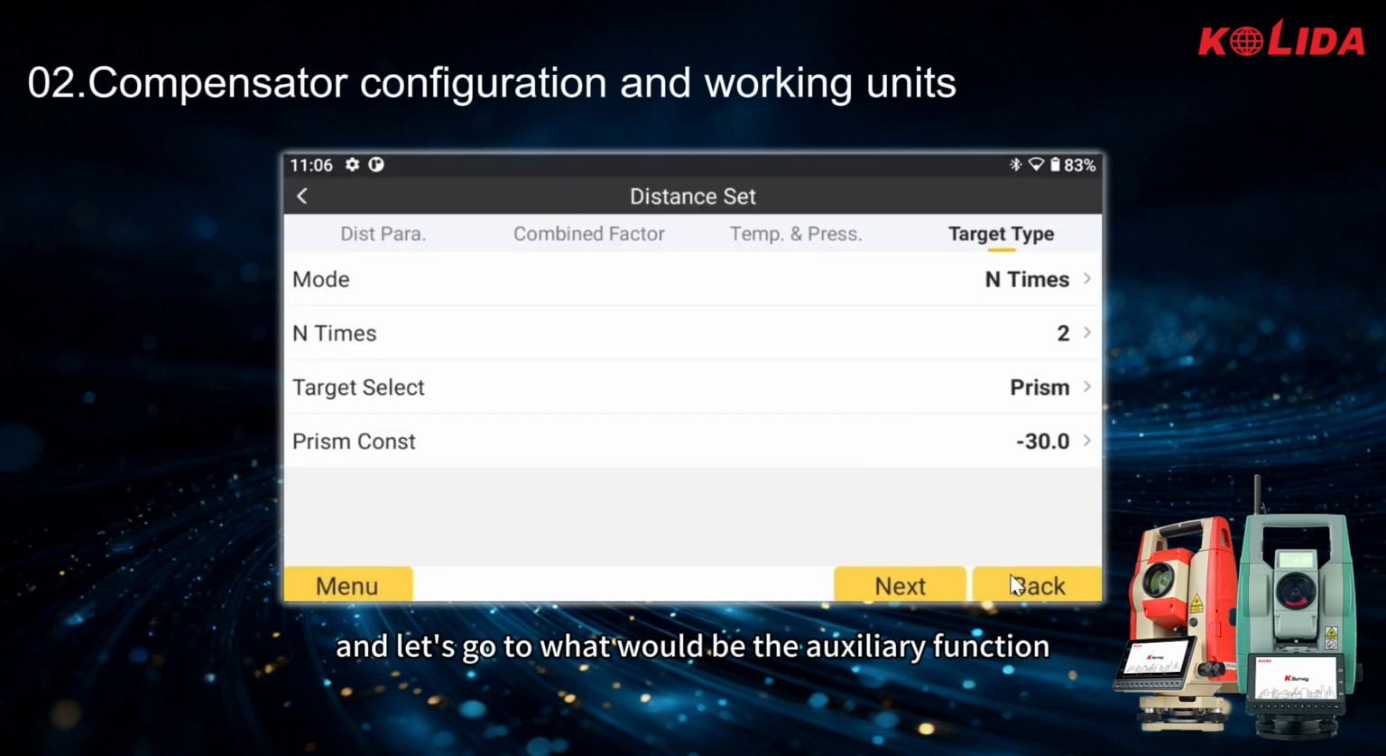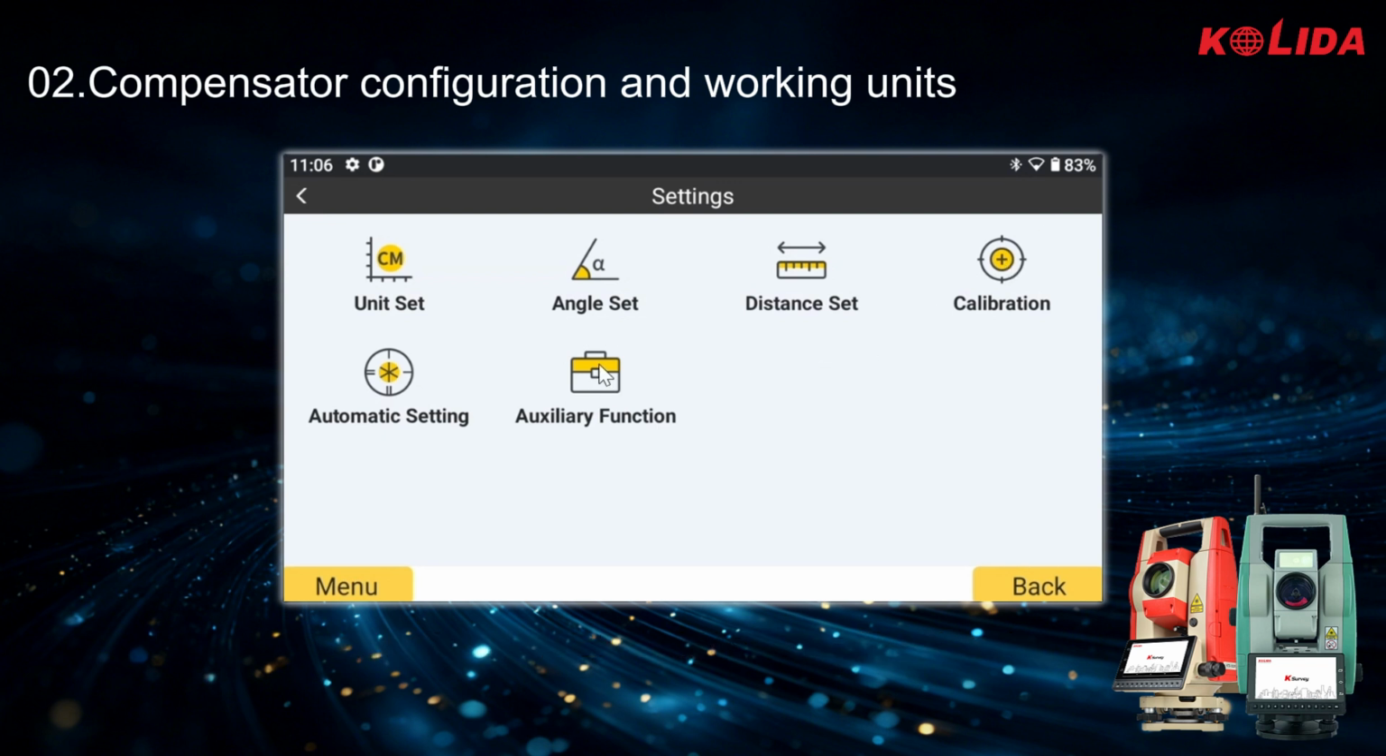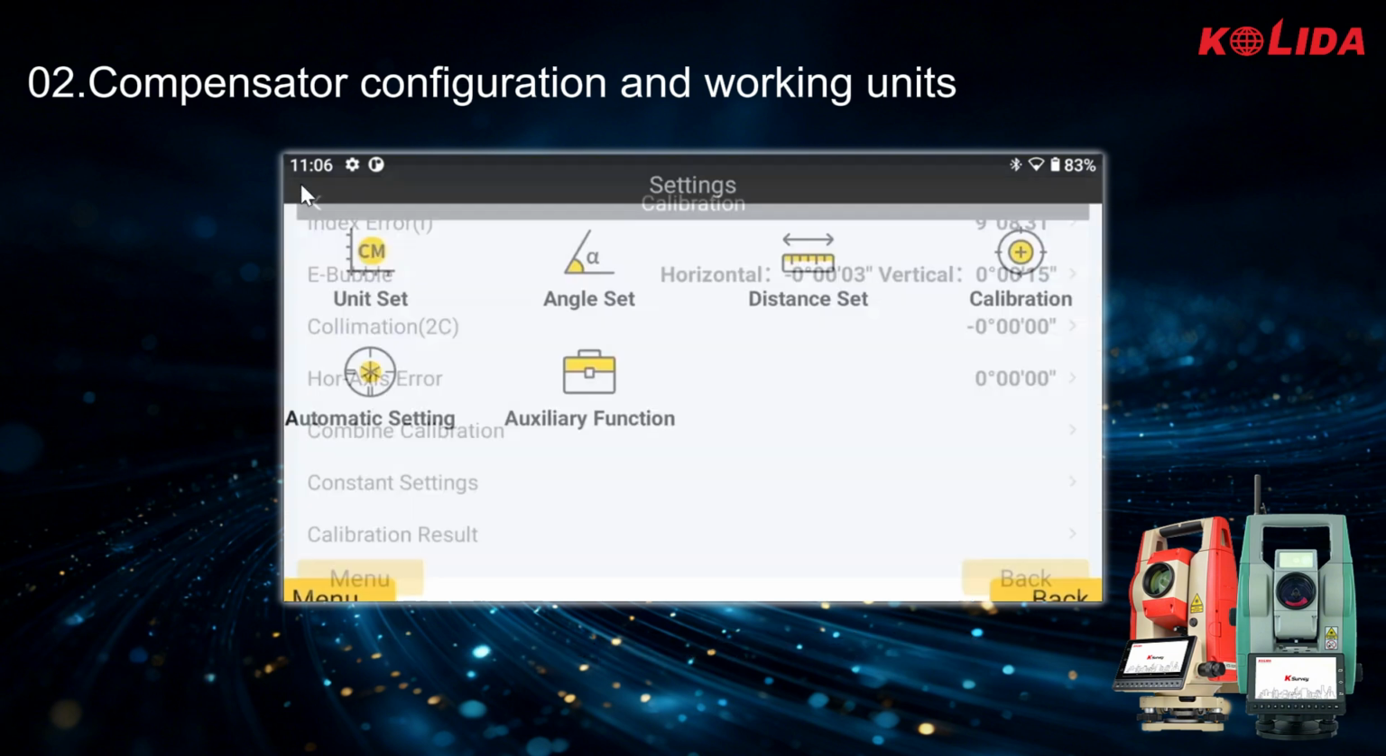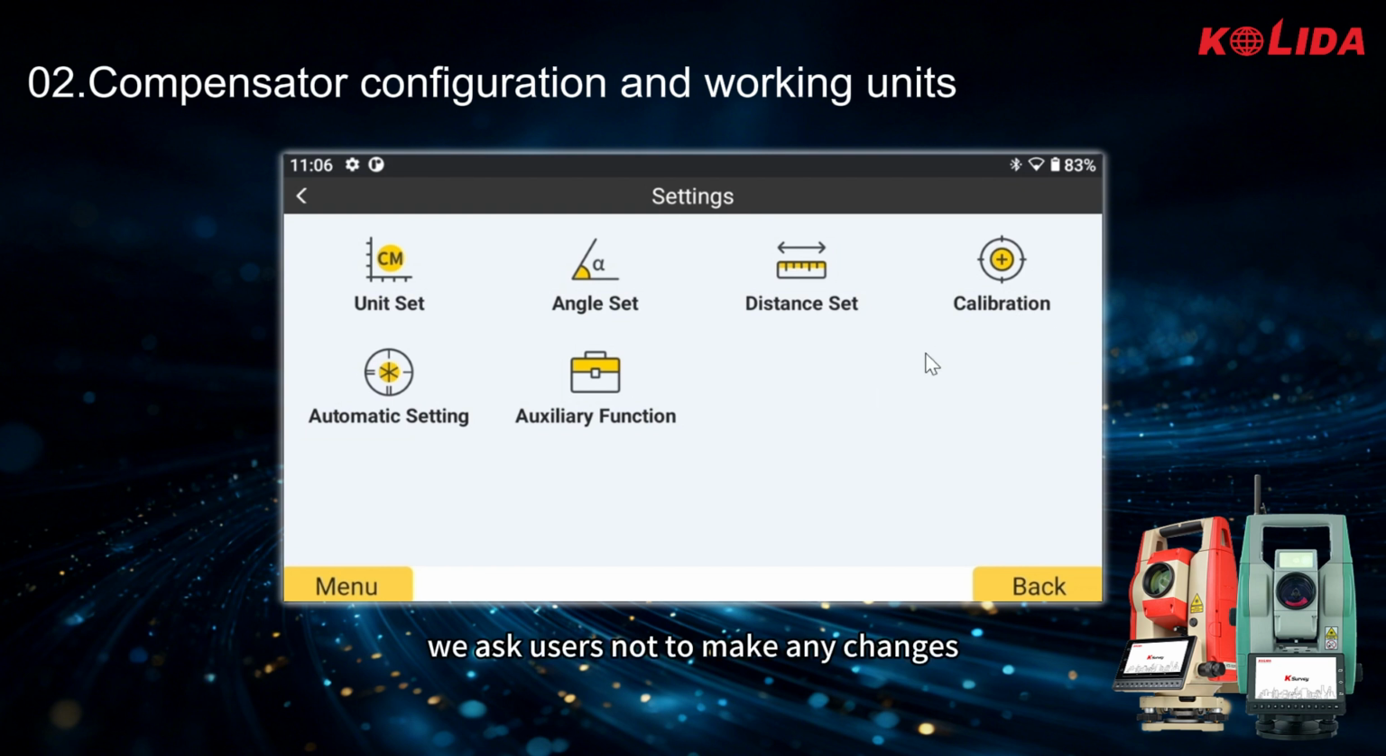We can go back and let's go to what would be the auxiliary function. Why? Because calibration, everything that is here, should only be operated by technical service professionals. We ask users not to make any changes to these parameters, as it may affect the operation of the equipment. This is strictly for technical service personnel of each of your authorized SAL distributors. And the APR is a function that is used for robotic total stations.